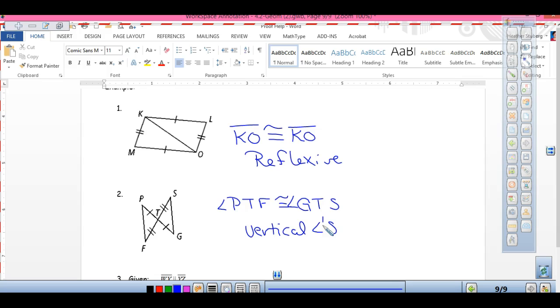Yeah, this isn't our worksheet, guys. This is just going to be able to help you do some of your proofs. How are you going to find some of your missing information?